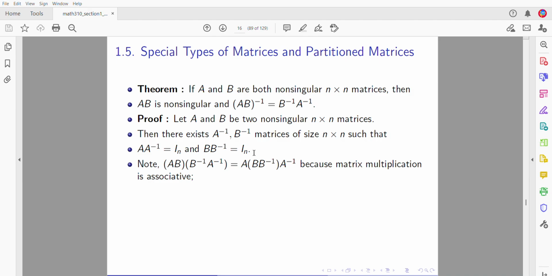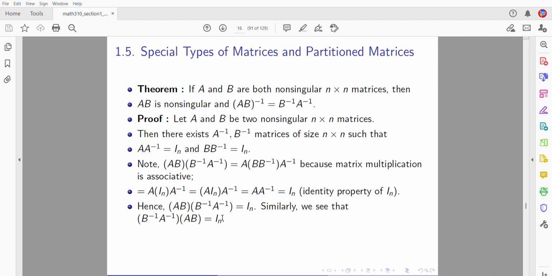B times B inverse is identity. Again, I'm using the associative property, move the parenthesis around A and IN. A times IN is A times A inverse is IN. So you see what happened. AB times B inverse A inverse upon all these calculations is simply the identity matrix. So AB times B inverse A inverse is IN.